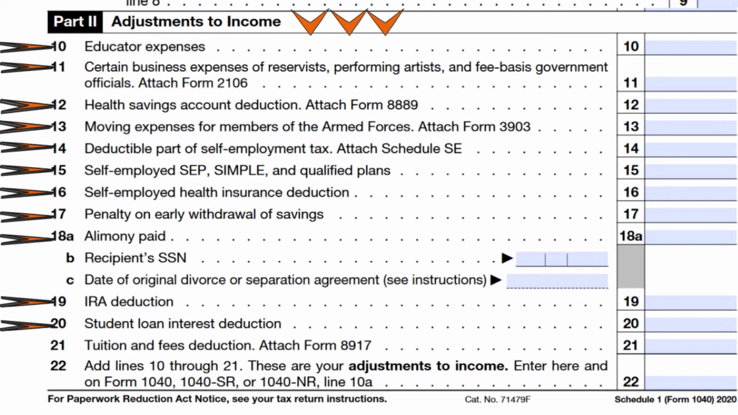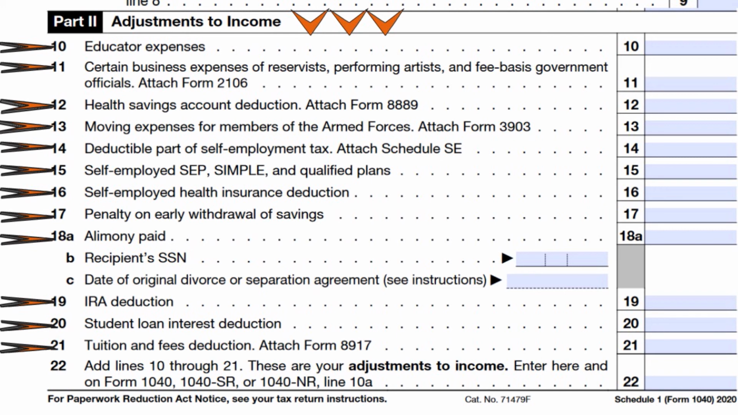Line 20 is for the student loan interest deduction. All right, and this allows you to deduct the amount of interest you paid on student loans up to $2,500, and there are income limits based on your filing status. And one thing I also want to say here is that line 21 allows you to reduce your taxable income by the amount you spend on tuition and fees for you, a spouse, or a dependent. And the amount you can actually deduct includes any amount you've paid for 2020 and the first 3 months of 2021. And you'll also need to fill out and attach Form 8917.